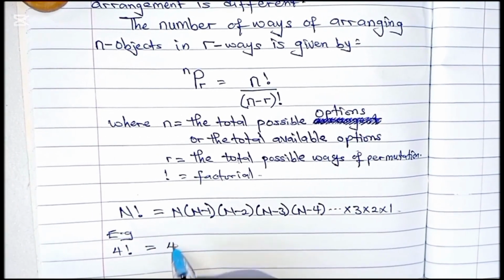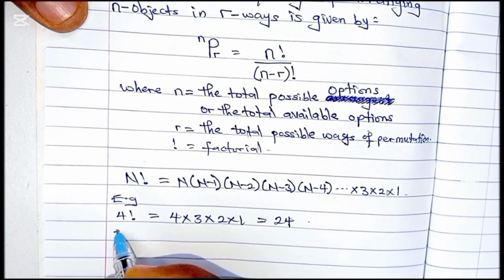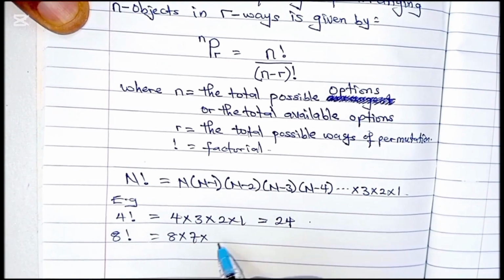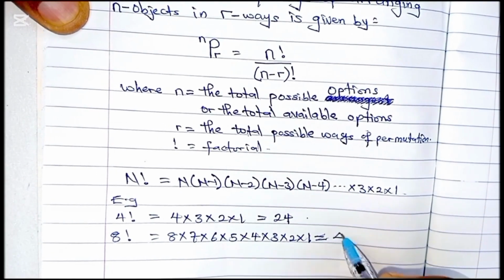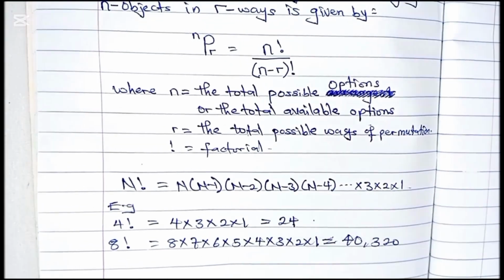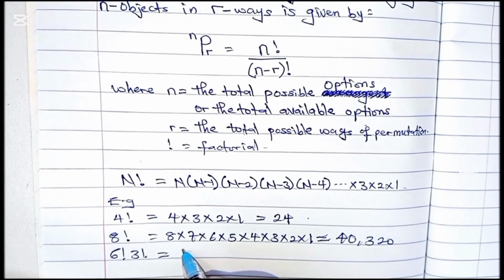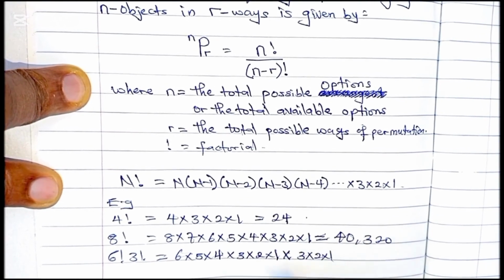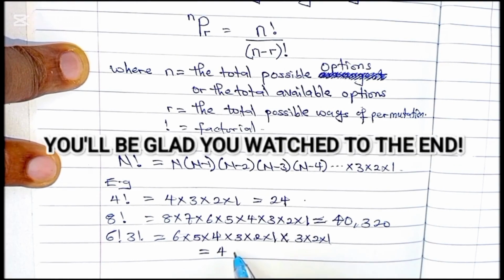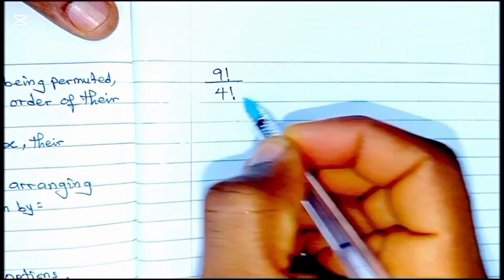Example 1, 4 factorial. That's multiplication of 4 down to 1. 4 times 3 times 2 times 1, we get 24. 8 factorial will give us 8 times 7 times 6 times 5 times 4 times 3 times 2 times 1, and then the result is 40,320. We can also multiply 2 factorials together, as seen in the case of 6 factorial times 3 factorial. We expand 6 from 6 down to 1, multiply by the expansion of 3 from 3 down to 1, and the result is 4,320.